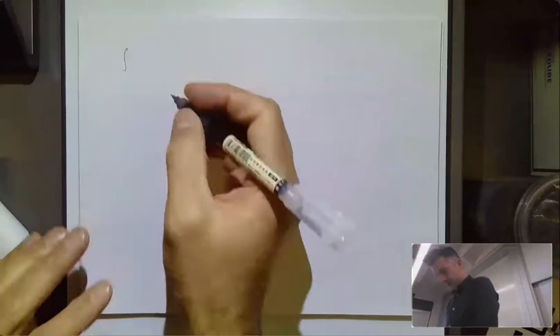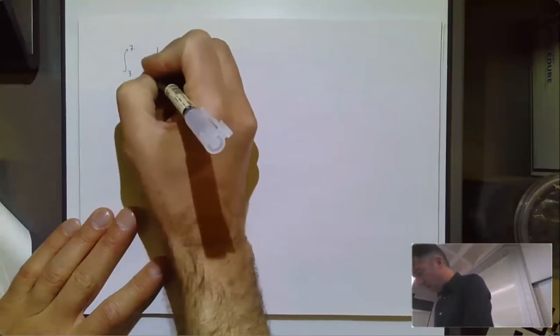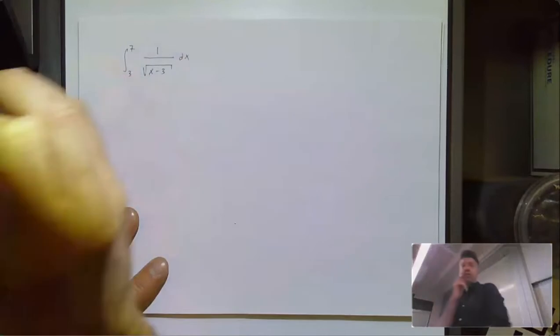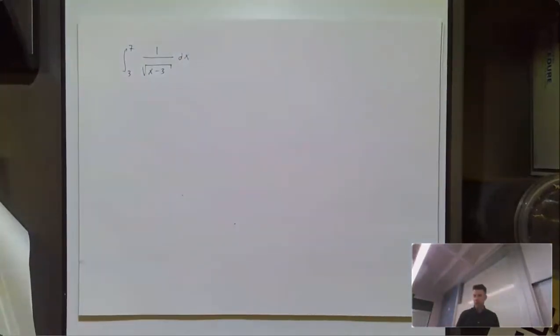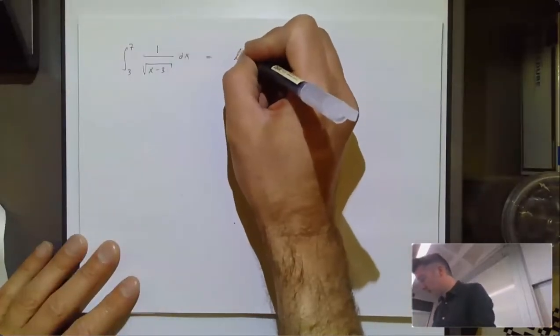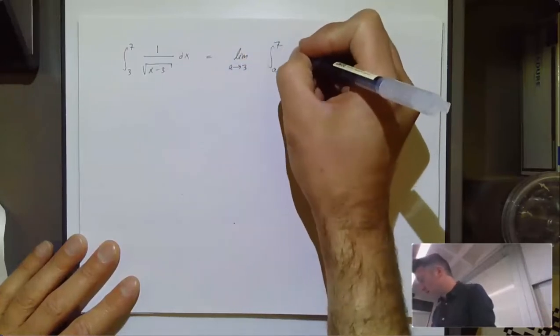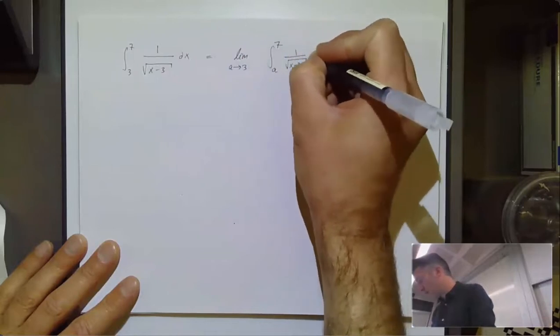Let's say we wanted to find the integral from, I don't know, 3 to 7 of 1 over the square root of x minus 3. So let me move this up a little bit here. Again, just like before, this might not immediately present itself as being improper. We have to recognize, oh, look, that function is undefined when x equals 3. So we're going to rewrite this as the limit as a approaches 3 of the integral from a to 7 of 1 over the square root of x minus 3 dx.